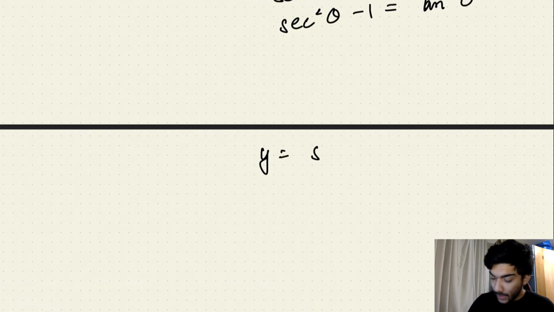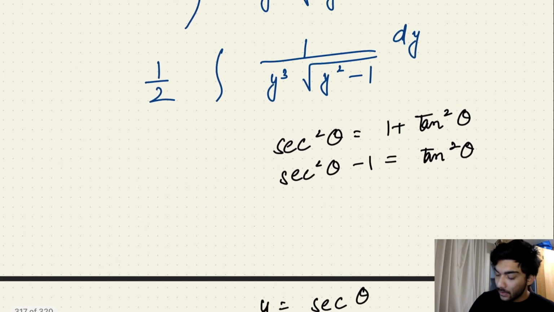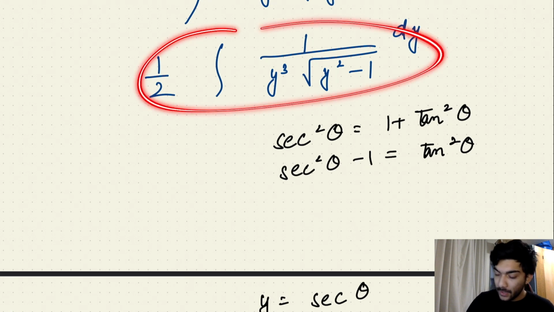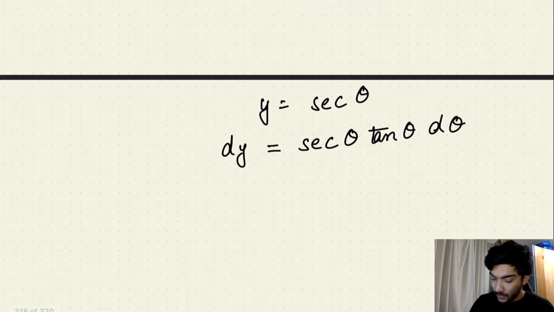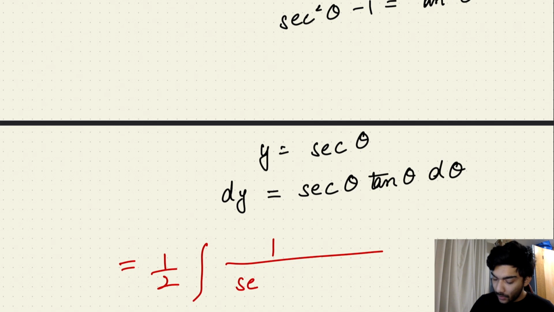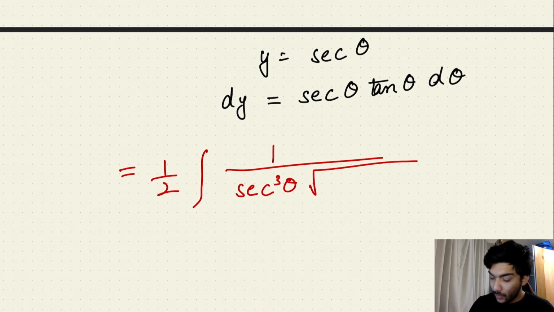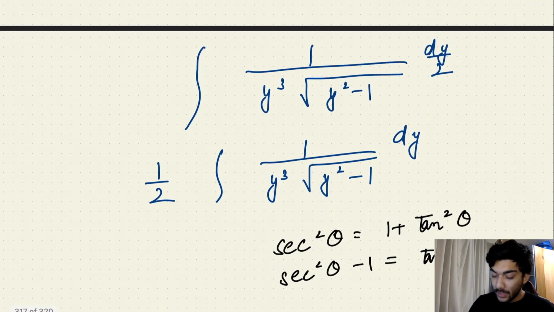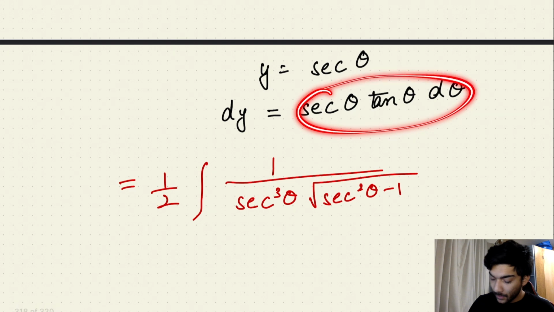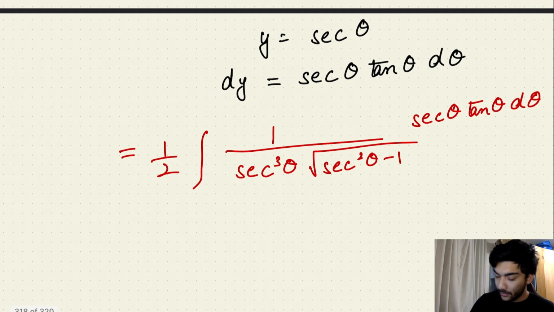So now let's take our y to be secant theta. If we take our y to be secant theta, we know that dy is basically secant theta tan theta d theta. So now this expression over here will be changed to 1/2 of the integral 1 upon y cube. So y cube is secant cube theta, and then under root y square minus 1. So under root secant square theta minus 1 over here. And then your dy will also be changed accordingly to secant theta tan theta d theta, right?